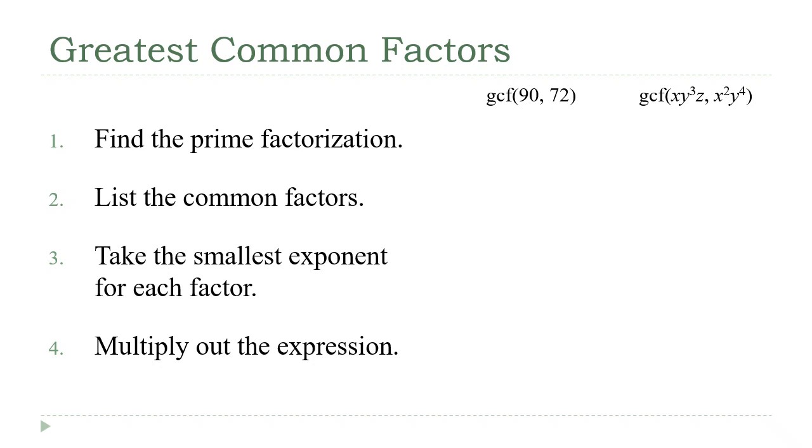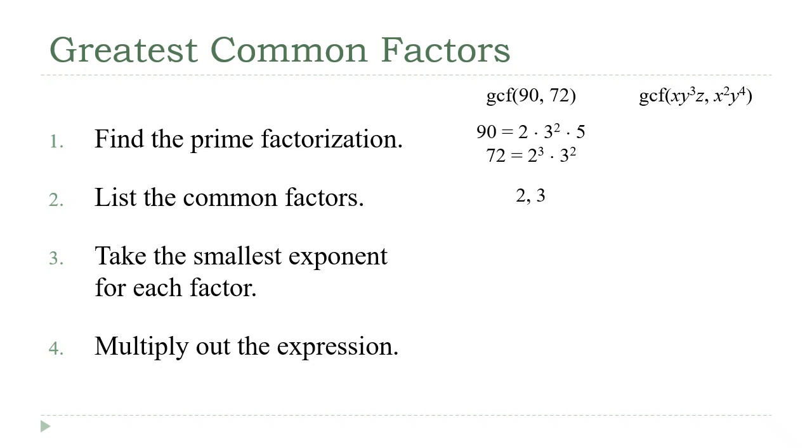All right, so with the numbers 90 and 72, the first step is finding the prime factorization of each number. So 90 is 2 times 3 squared times 5, and 72 is 9 times 8, right? That's 2 cubed times 3 squared. And once I've got those prime factorizations, my next step is to pull out the numbers that the two have in common. Both factorizations have a 2, both have a 3, but they don't both have a 5. So 5 doesn't make the list, 2 and 3 do.